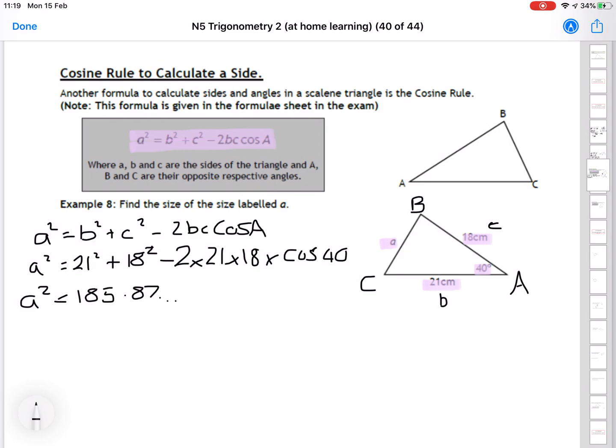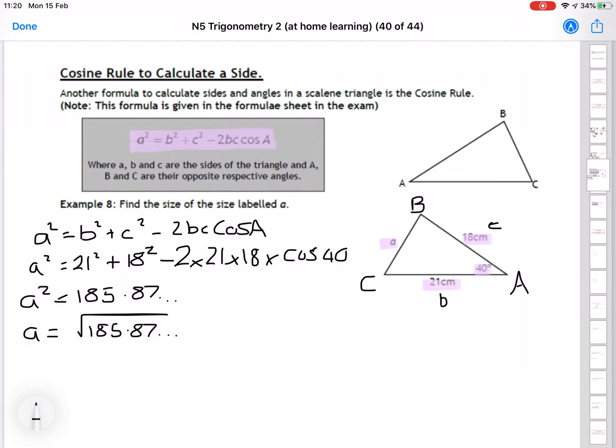So I'm just going to do dot dot dot. You remember I've said this before, when you have a big long decimal answer, just write a few decimal places, and then do dot dot dot to show that that is a continuing decimal answer. And then what we need to do is, because this is a squared, and I'm trying to find the side a, we would square root that answer.